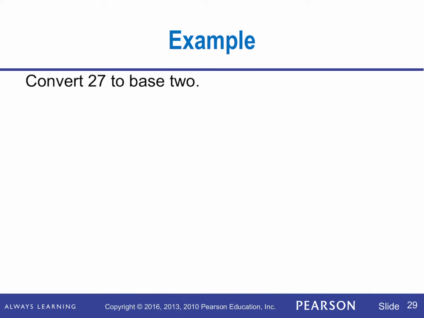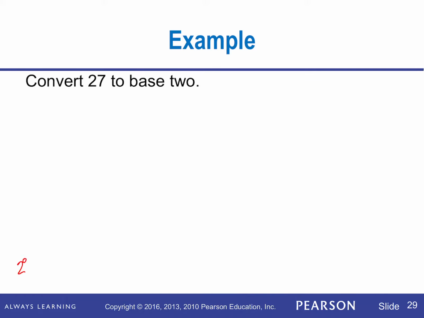What if I want to go the other way? So I want to convert 27 to base 2. So now I want to write 27 in terms of how many of each power of 2 build 27. So we're going to use a little trick here to do that. So the first thing I want to do is think about what's the highest power of 2 that is still less than 27. So let me write out my powers of 2.